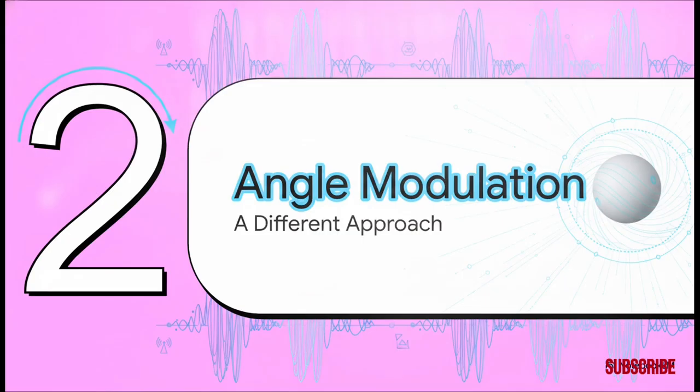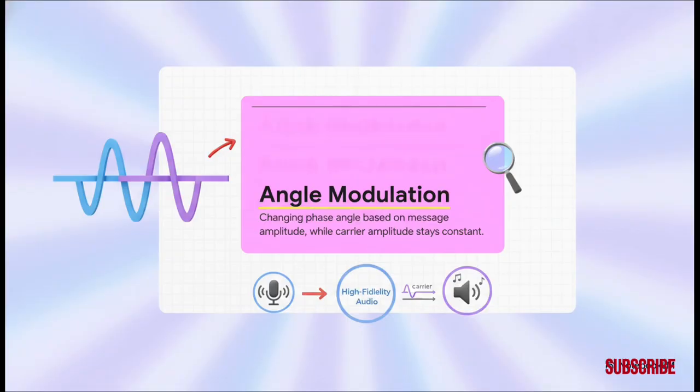Moving on to Section 2. What is angle modulation? We are completely shifting gears here. Notice the fundamental shift here, class. With amplitude modulation, the height of the wave was constantly fluctuating. But in angle modulation, the carrier amplitude is locked firmly in place. It remains totally constant. Instead, we're now manipulating the phase angle of the wave based on the message signal's instantaneous amplitude. This one single shift is exactly what unlocks high-fidelity audio.